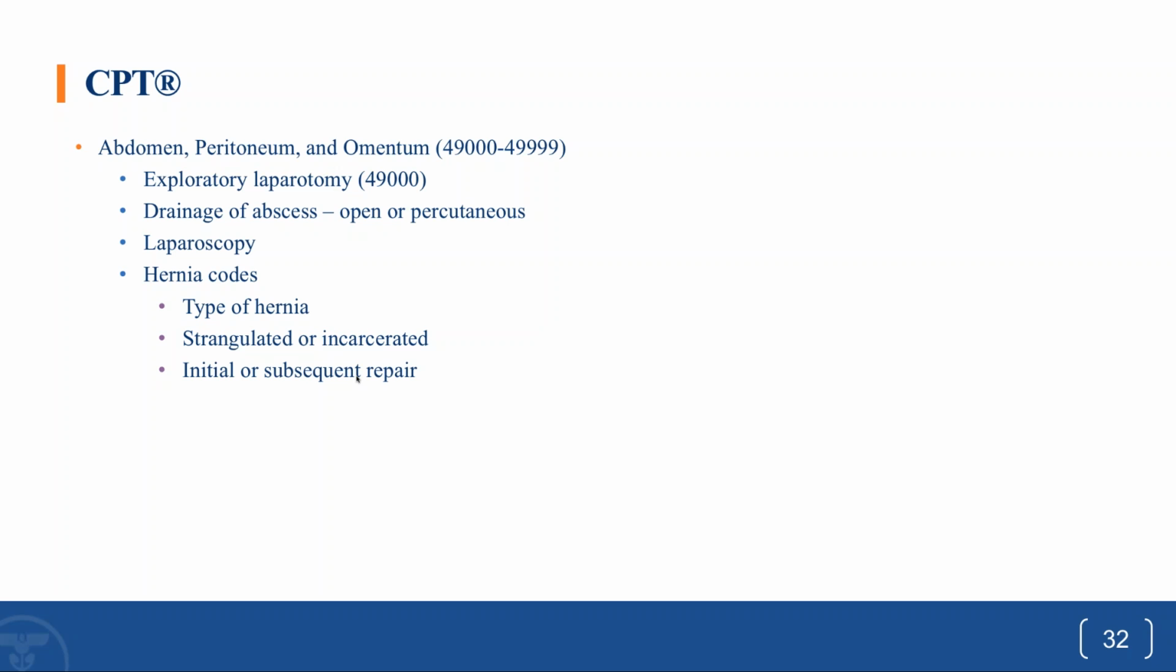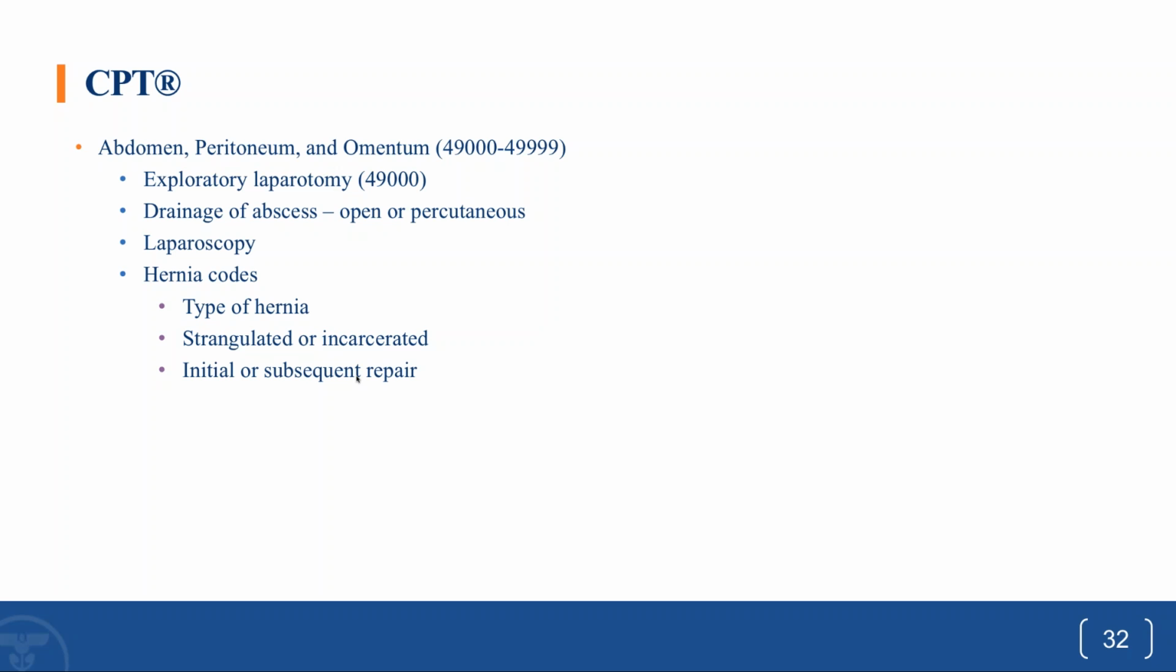49520 is a reducible hernia, and it tells you that's any age. Okay, and then there again, you have their incarcerated or strangulated right underneath it. So there's different types, right? 49525, it says sliding. 49540, lumbar.